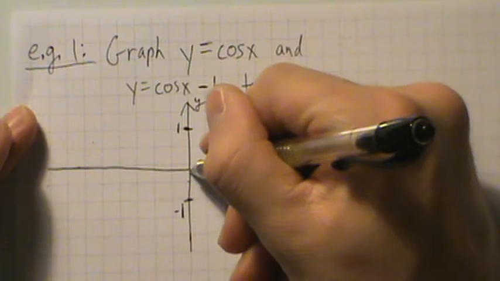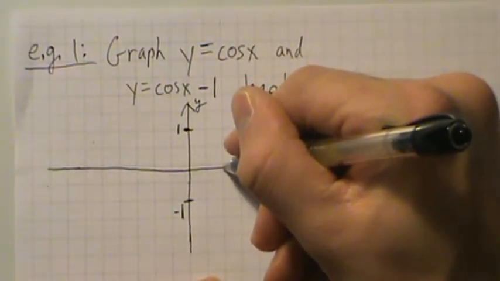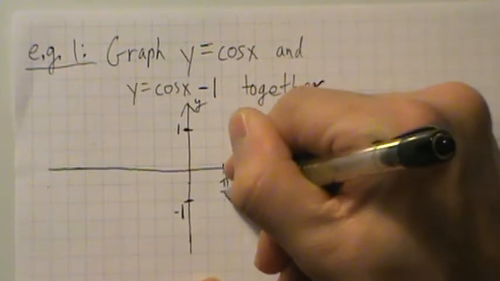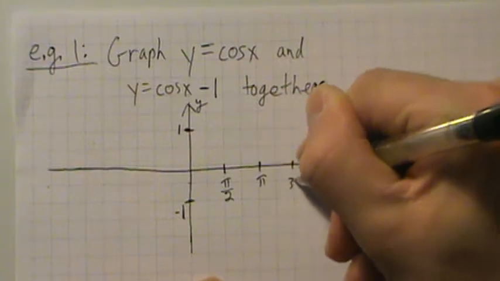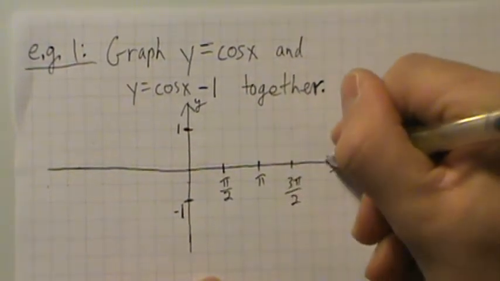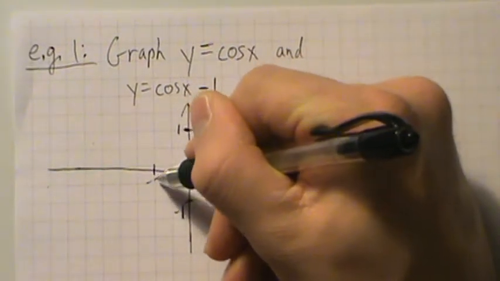Here's -1. And then let's maybe make this pi over 2. So then this guy will be pi, this guy will be 3 pi over 2. Okay. And then this here would be 2 pi. And then back this way, this will be -pi over 2.